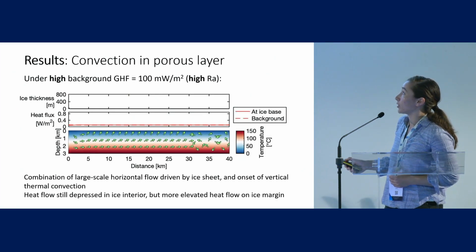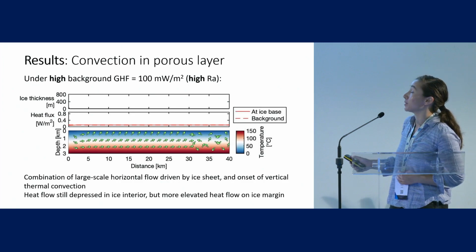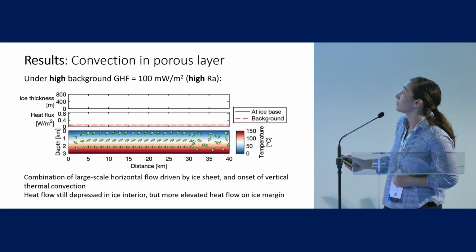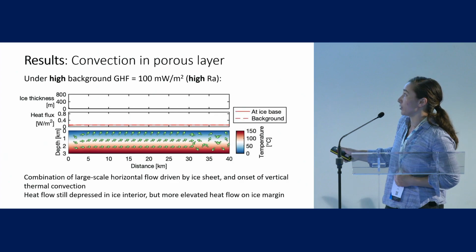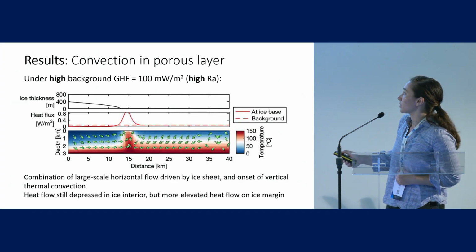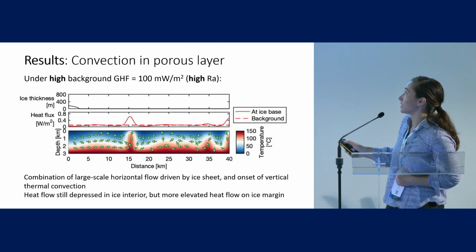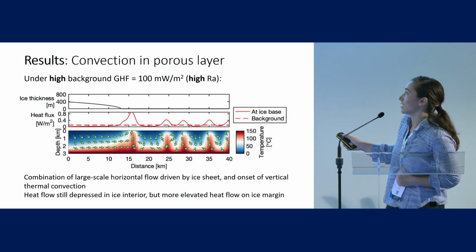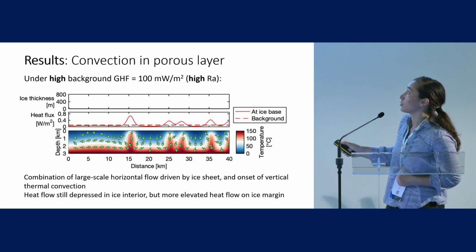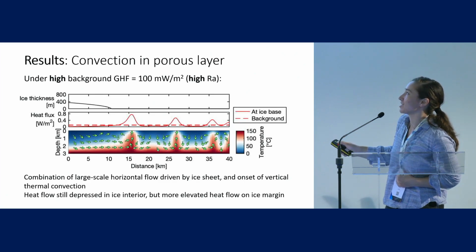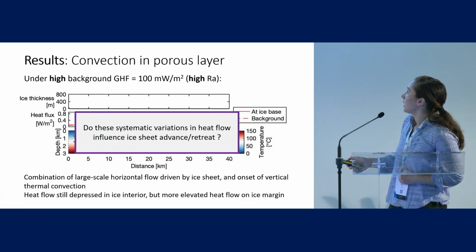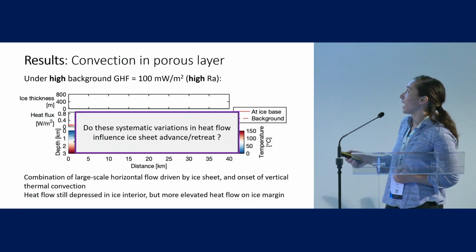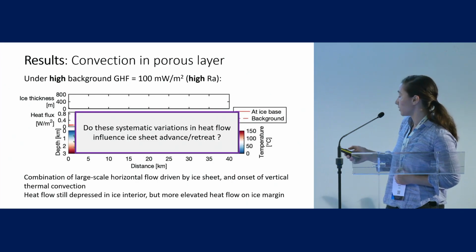Moving forward to a model in which we have high background heat flux, going from 50 milliwatts per meter squared to 100 milliwatts per meter squared, so this would be under the convective regime. You can see the temperatures are greater at the same depths, and we start to develop these hydrothermal convection cells. In areas of upwelling, we have a localized heat flow anomaly that is quite high. This scale has changed, and we're almost at 1 watt per meter squared. So we're seeing these variations in heat flow, and now we might ask how that is going to influence the ice sheet advance and retreat.